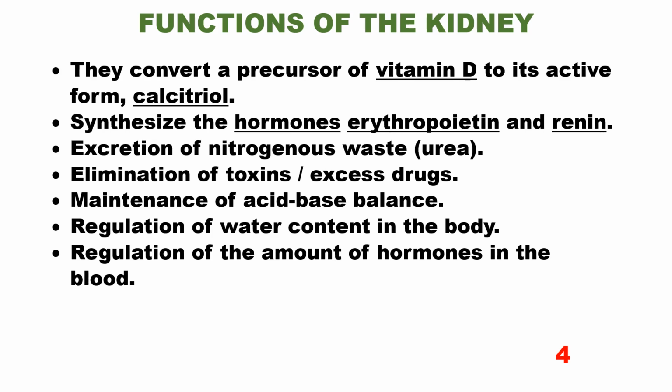Regulation of the amount of hormones in the body. Hormones in the body need to be regulated. So it is the kidney that regulates the amount of hormones. Because certain hormones, if they are too high in the blood, there is a problem. If they are too low in the blood, there is also a problem. So there is no problem until the level of such hormones is maintained at a narrow limit. So the kidney performs a series of functions in the body and is one of the vital organs that ensure homeostasis.